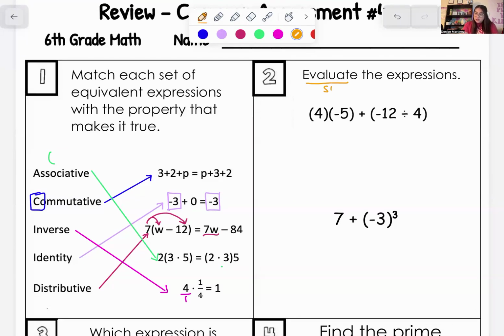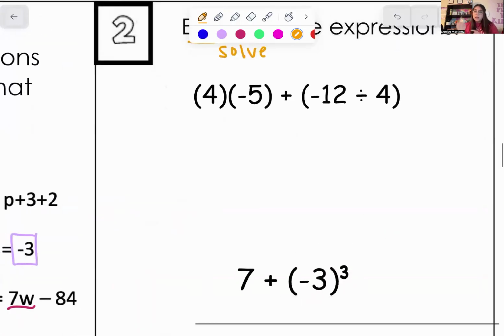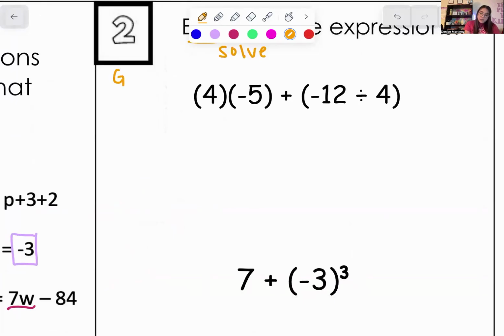All right, let's go on to evaluating the expression. Remember, this just means to solve. If I'm looking, I see more than one operation happening. So that means we are doing GEMDAS. Okay, so I'm going to see what my first step is. That's grouping. I look and 4 times -5, that is not grouping because they're not in one set of parentheses. It's -12 divided by 4, which if I do Dorito Man, negative, positive, it's a -3 plus, and I'm rewriting everything.